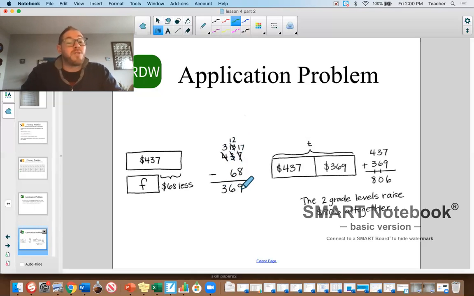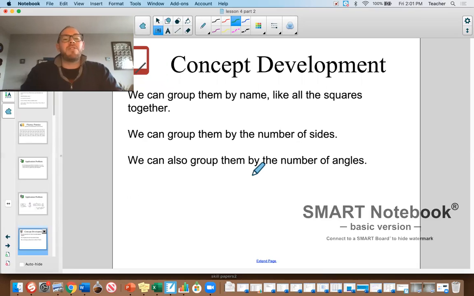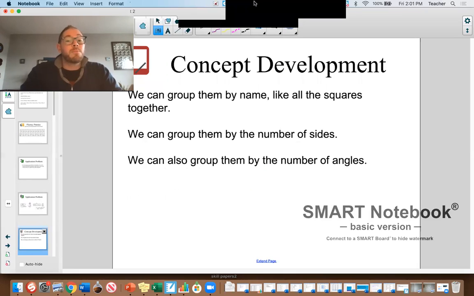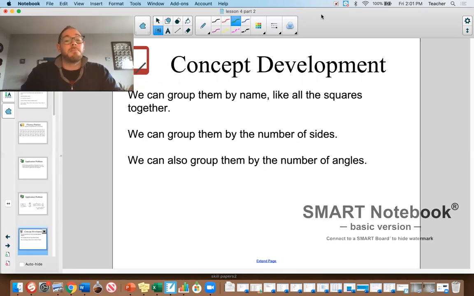So we know that the fourth graders raised $369 and the third graders raised $437. If we put these two numbers together, we get $806 all together. So both grades together raised $806. All right, we are ready for our concept development. If you need to take a break, stop for a second, go and take a quick break, push pause, and then you can come on back.